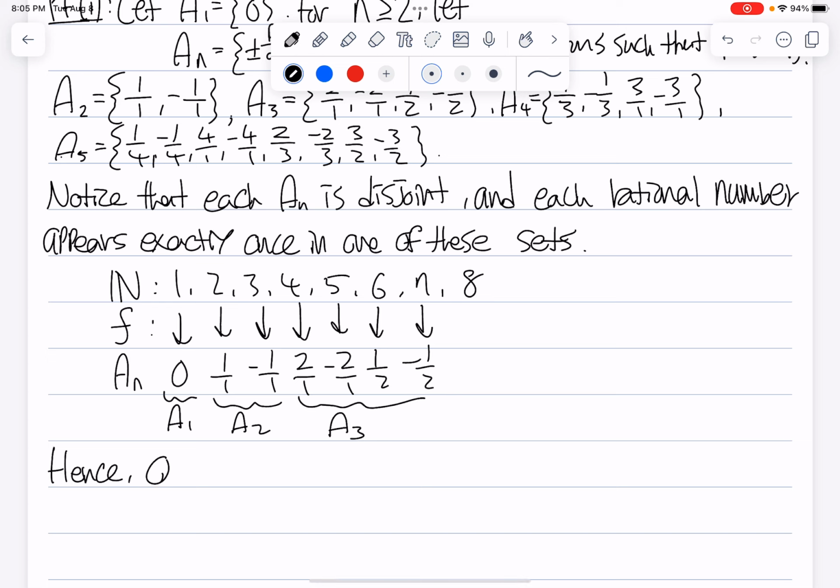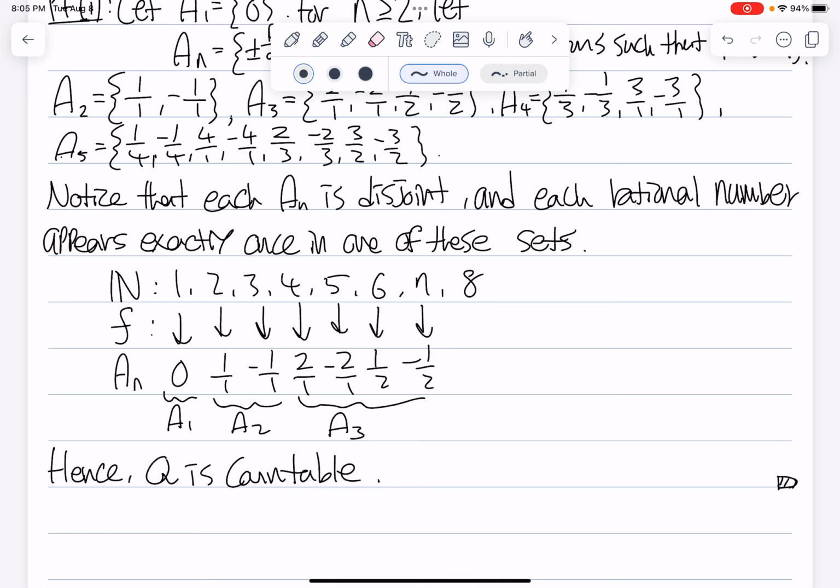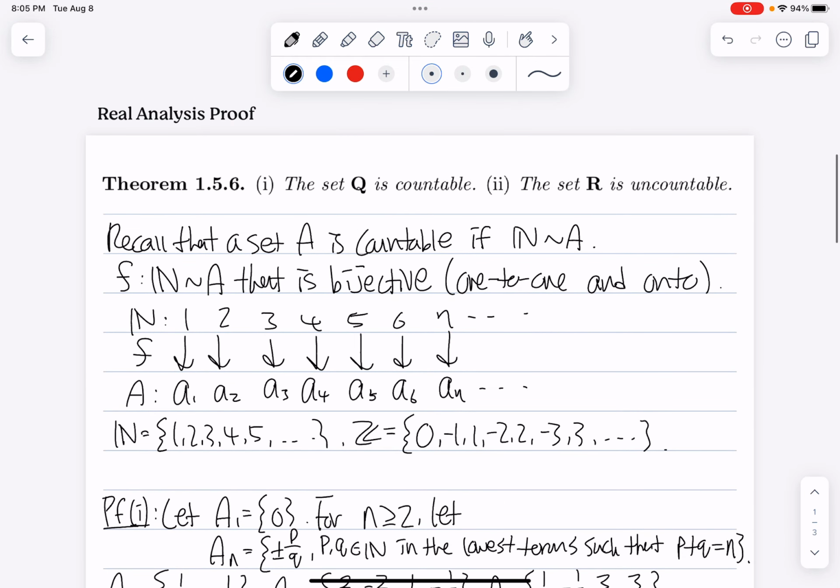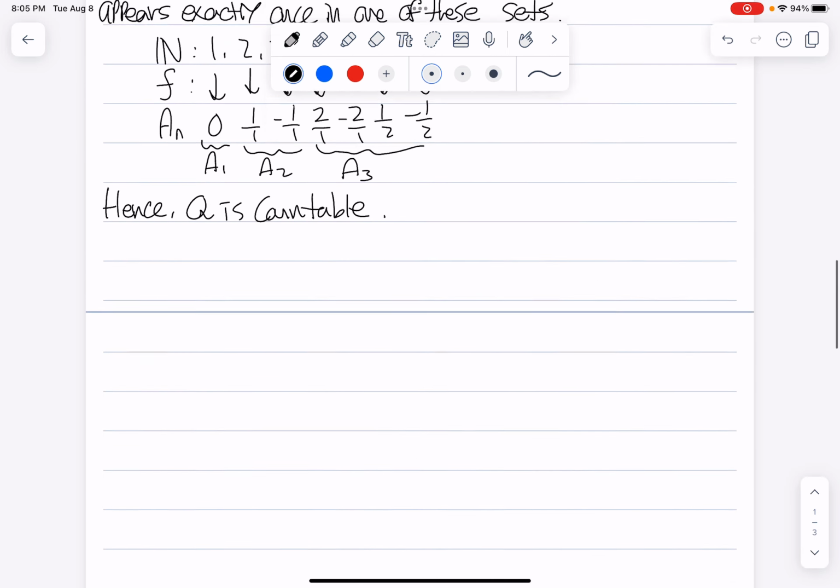Hence, Q is countable. All right. Oh, we're not done with the proof, actually. So that's the first part of the proof. We just showed that the rational numbers is countable. What about the second part, that the real numbers is uncountable?